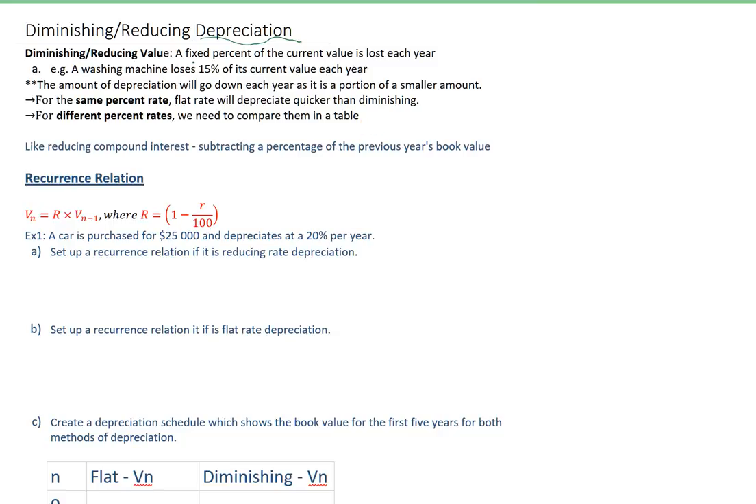Okay, so that's the basic idea with diminishing or reducing depreciation. It's kind of a hybrid between depreciation and compound interest, so it's always a percent of the previous balance, not the initial amount.